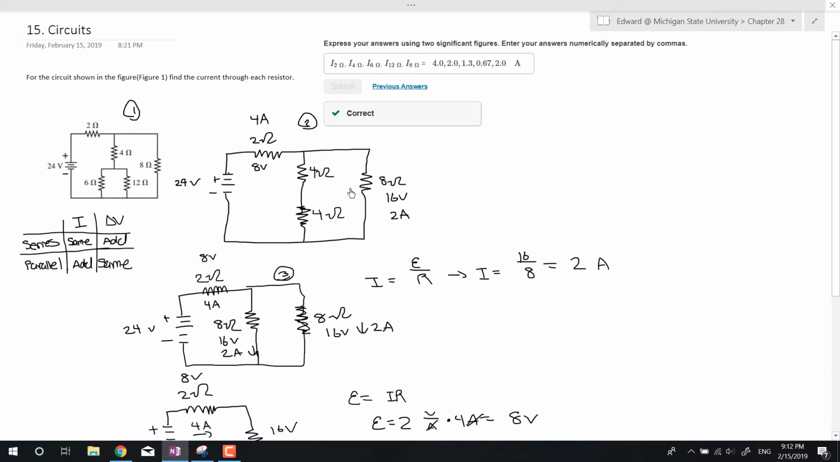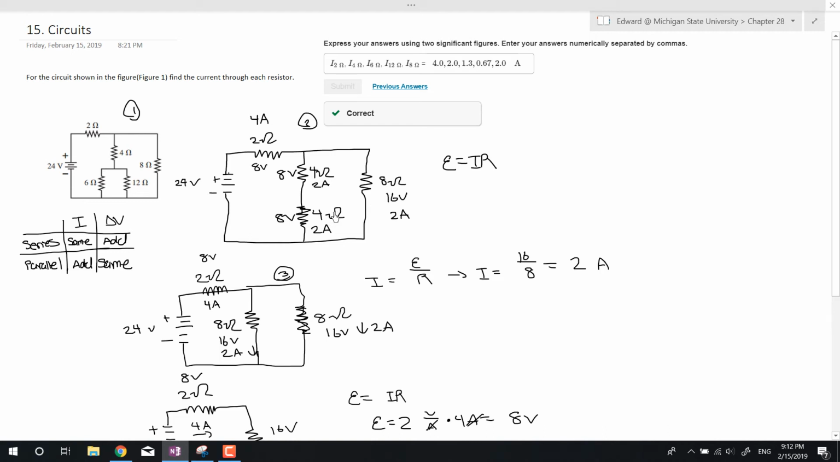So in series, as you guys can see, the amps remain the same. So this is 2 amps, and this is 2 amps. So all we need to know is the voltage, and we know the voltage is equal to IR. So we just multiply these two again. That's just going to be 8 volts here and 8 volts there. They're in series, so if you add them up, 8 plus 8 is 16, which is the same on this side. So that's how you can confirm that.